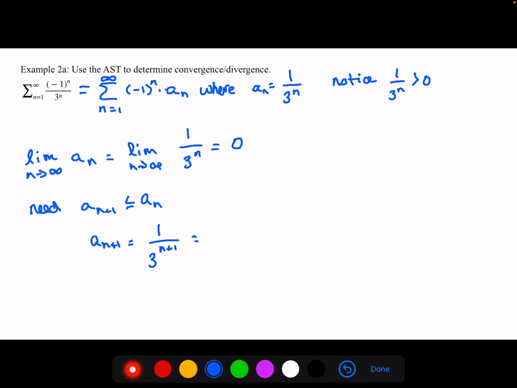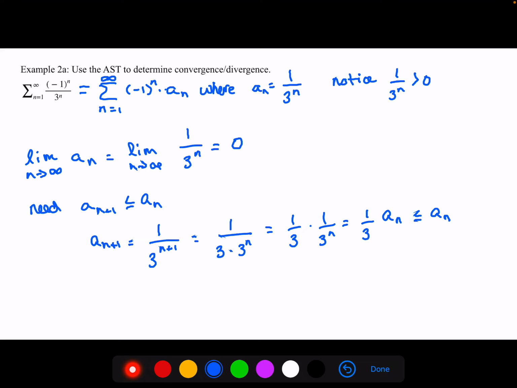Using properties of exponents, we can write this as 1 over 3 times 3 to the n, or 1/3 times 1 over 3 to the n. That is, we have 1/3 times a sub n. Now, since a sub n is a positive value, when we multiply it by 1/3, we decrease in size. So this is less than or equal to a sub n, which meets our second criterion for the alternating series test.